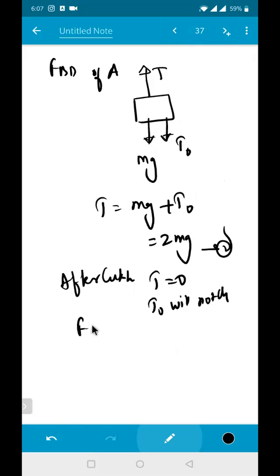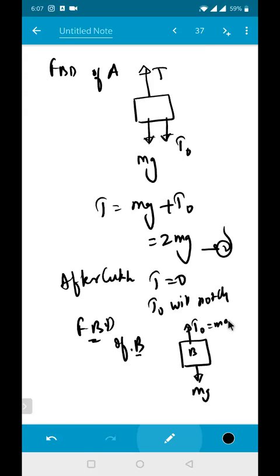Now see an FBD for this one. How do you write it after cutting? The FBD of your B, if I'm writing. Number B key. The weight of the body is no doubt M into G. The tension in this one is nothing but T naught, that is nothing but your mg.